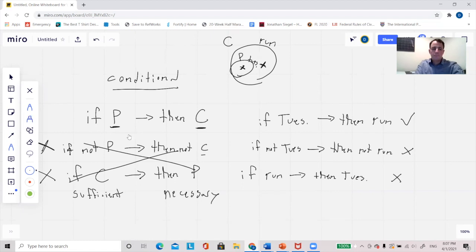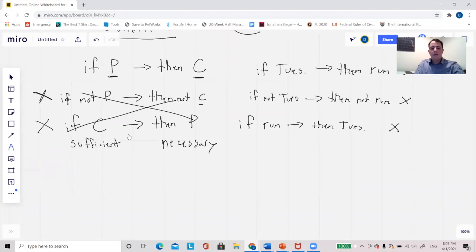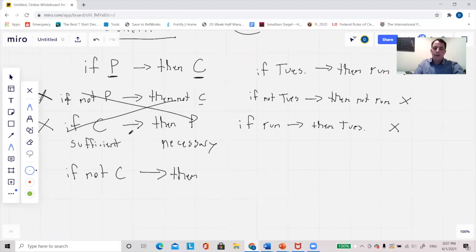There is, however, one thing that we can extrapolate from this initial statement that is correct and must be true as well. And that is, if not C, then not P. It's the inverse and swapped around. So this is called a contrapositive. And if this initial statement is true, then this must also be true.